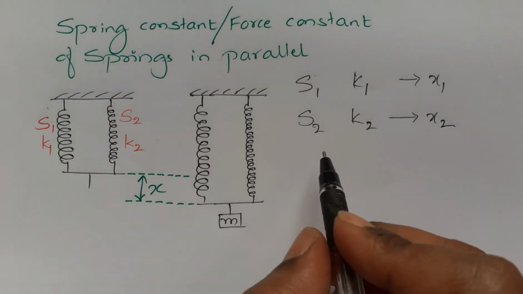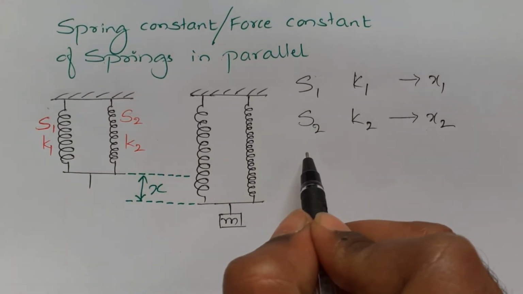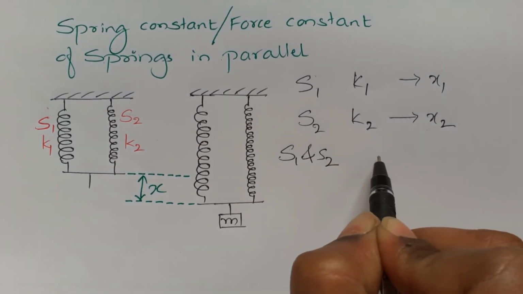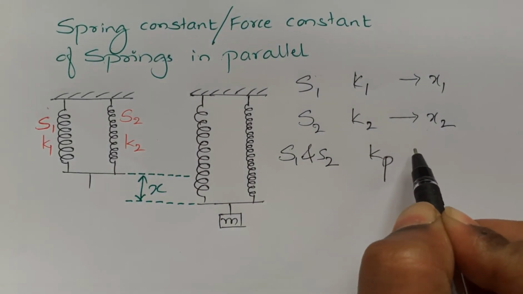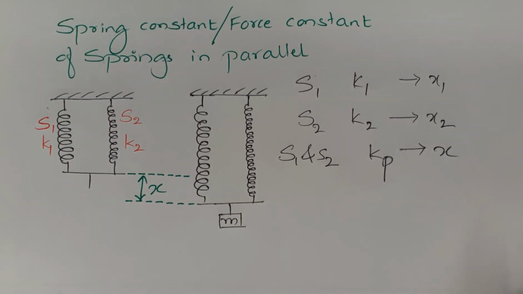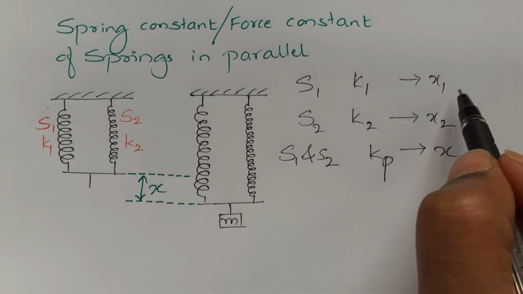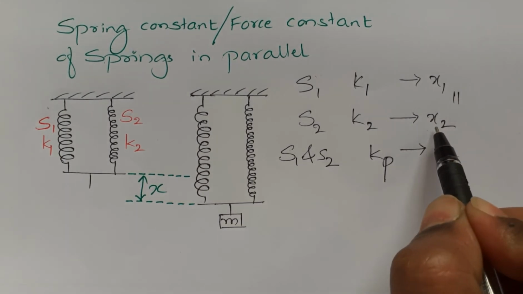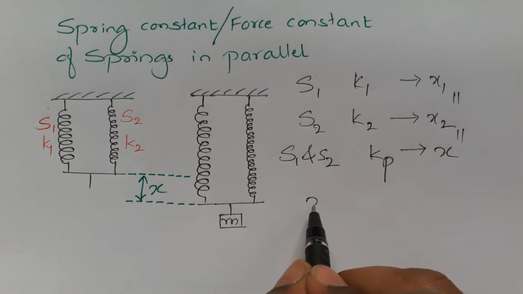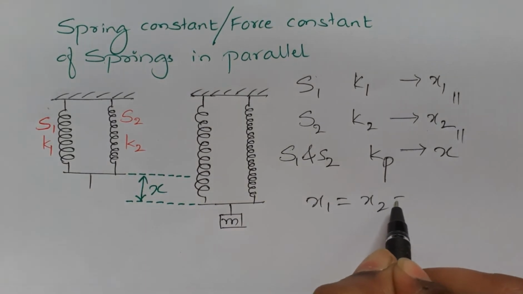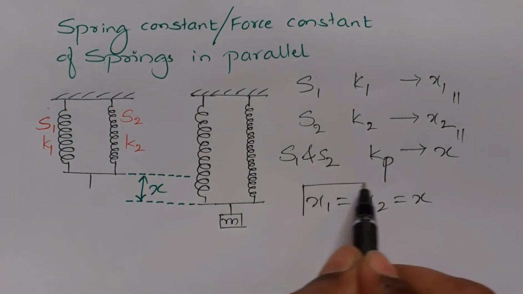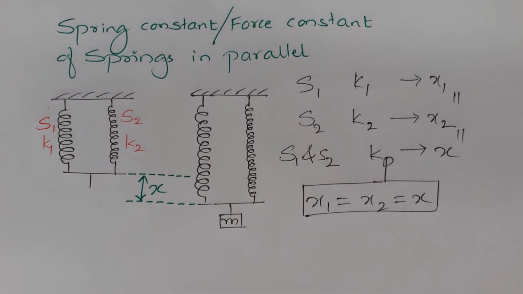Fine. Now for the combination, that is S1 and S2 connected in parallel, Kp is the spring constant and x is the extension which is taking place. In this case, x1 is equal to x2 is equal to x. So we have to remember this. This is the key step in this parallel combination.